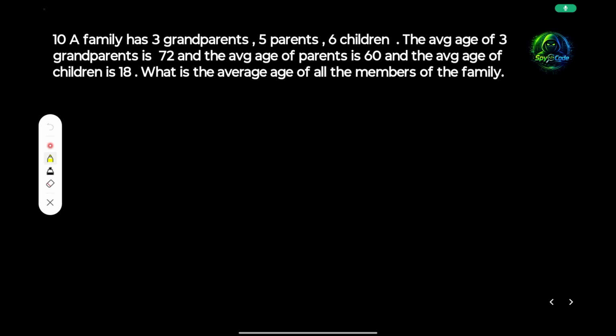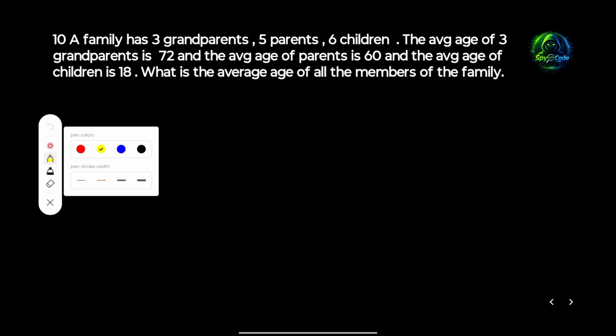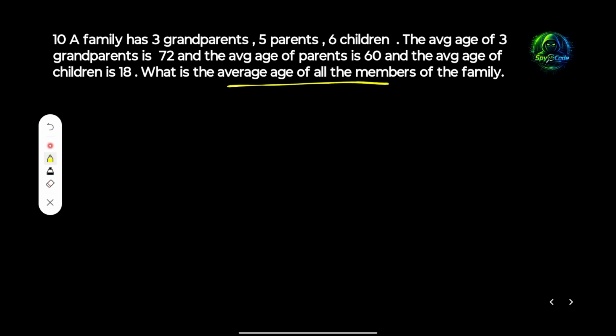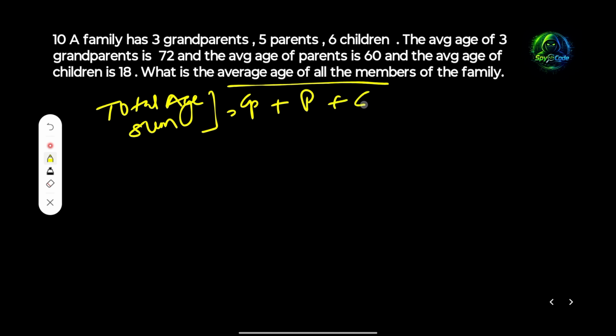A family has 3 grandparents, 5 parents, 6 children. So the average of 3 grandparents is 72, the average of parents is 60, and the average of children is 18. So we need to find the average age of all the members in the family. So we'll write it directly. So total age is the sum: grandparents plus parents plus children.